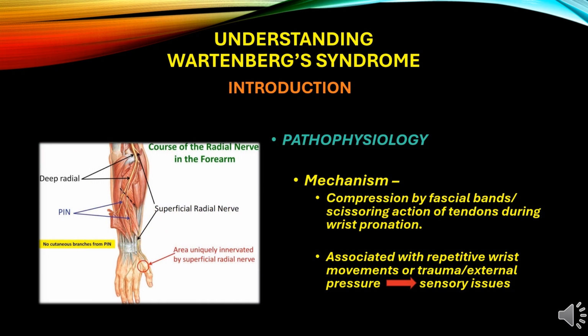So, potential problems develop when the superficial radial nerve is compressed, possibly by fascial bands or a scissoring action of the tendons during wrist pronation. This condition can become associated with repetitive wrist movements, for example, commonly seen in cumulative trauma injuries involving the upper extremities. You may be asked to examine these as part of a QME evaluation. The superficial radial nerve also is compressed at specific anatomical points, often due to the repetitive wrist movements or external pressure, leading to sensory disturbances.